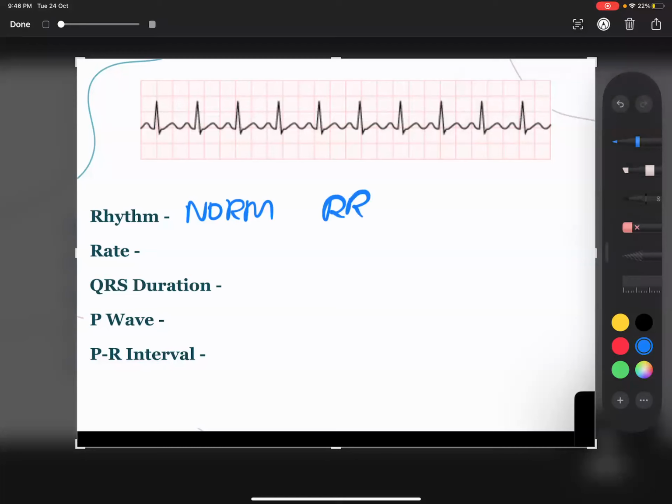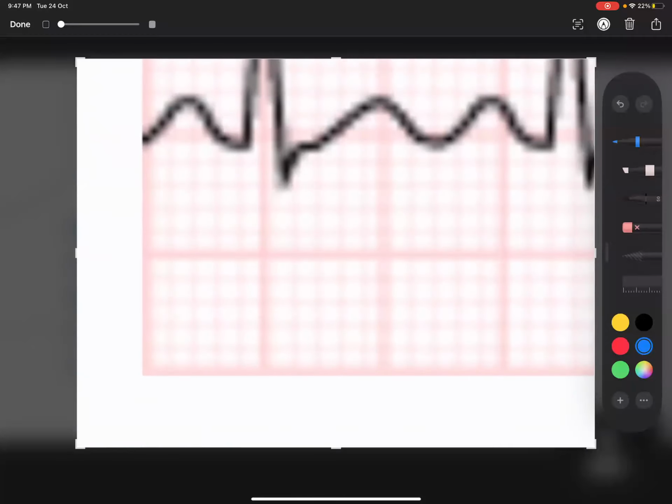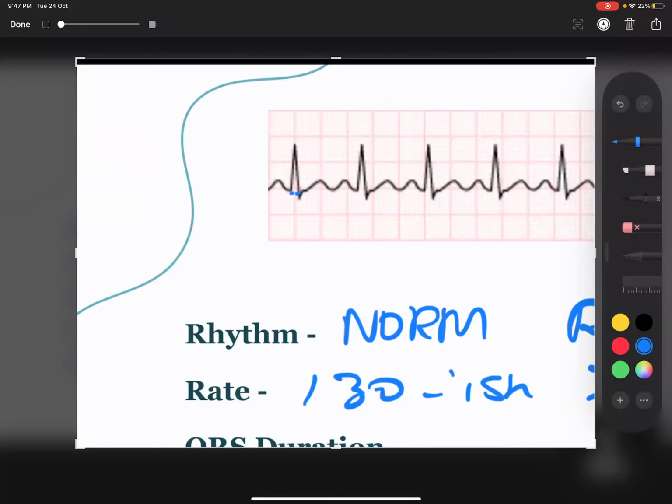The rate: can someone calculate or estimate it? Usually how much is the rate? Is it too fast? It's 130-ish, so it's more than 100. What is the QRS duration? Let's zoom in. There you go. It's literally only 2 boxes, so it's normal.